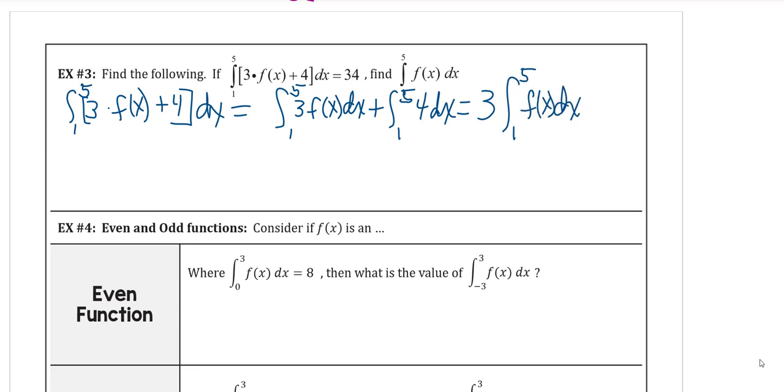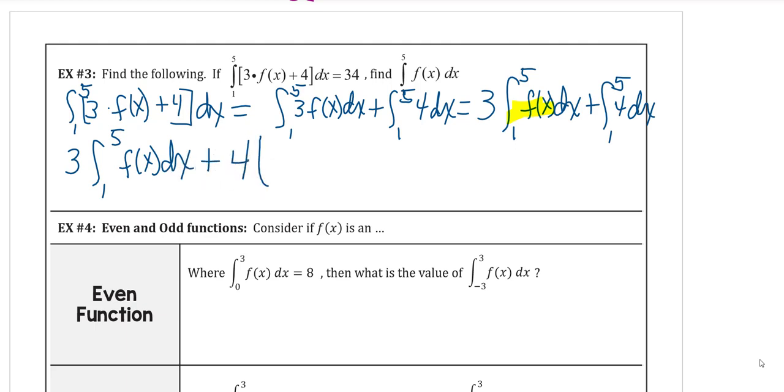So now we have this isolated here. This is the part we're going to solve for, plus the integral from 1 to 5 of 4 dx. So now we have 3 times the integral that we're looking for, 1 to 5 of f of x dx. And now we can use our property of integrals and take the integral of the constant 4. So that's going to be 4 times 5 minus 1.